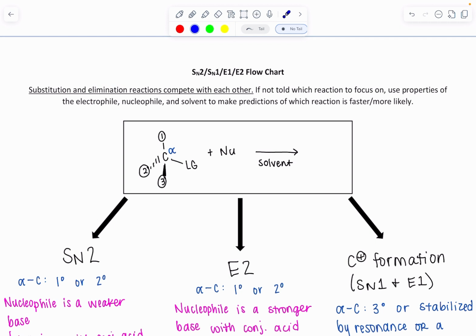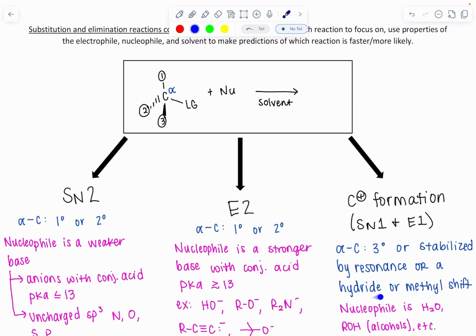So there's really 3 options to start off with. Now one of these, the carbocation, can give us 2 more. But this is just to give a framework of what to look at. We're talking about the alpha carbon, the nucleophile, and the solvent. If the alpha carbon is primary or secondary, then it's most likely SN2 or E2. If it's tertiary, or if it's stabilized by resonance or a hydride and methyl shift, then the first thing that will happen is carbocation formation. So that's the first thing to look for, is your alpha carbon. Is it primary or secondary? If it is, and it's not stabilized by resonance or shifts, then you're most likely going to debate between an SN2 or E2. If it's tertiary, then that's SN1 and E1.